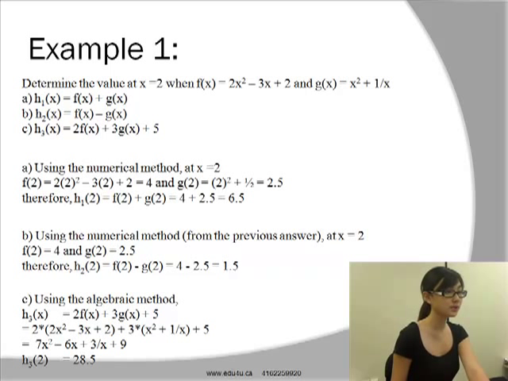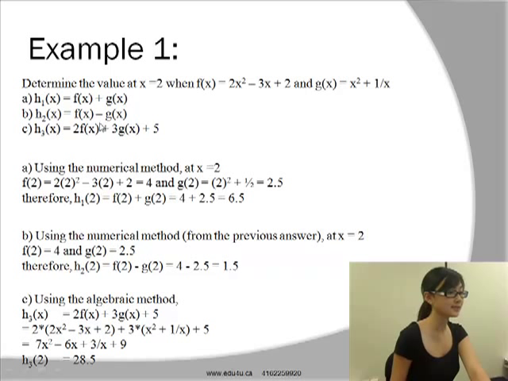So we first evaluate what f of x is when x is equal to 2. So we sub in 2 back into this original equation, and that's going to give us 2 times 2 to the power of 2 minus 3 times 2 plus 2 equals 4. So f of 2 equals 4. Then we see what g of 2 equals to, and that will give us 2.5. We know h of 2 equals f of 2 plus g of 2. That's going to give us 4 plus 2.5 equals 6.5.